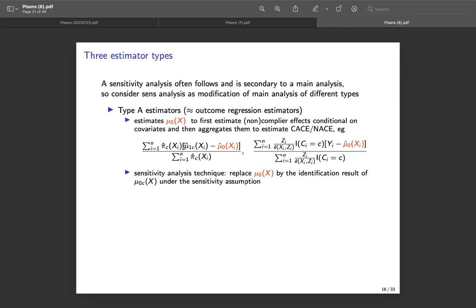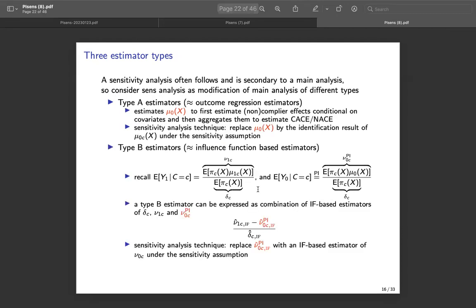So examples here, this is the principal score weighting estimator, where basically mu1c hat minus mu0 hat as functions of x is the effect for the principal stratum, but conditional on x. And then you do this weighted average here to aggregate to estimate the delta C. So for this type of estimators, the sensitivity analysis technique that we hope to use is simply to replace this bit by whatever is the identification result of mu0c under the sensitivity assumption. So that's type A.